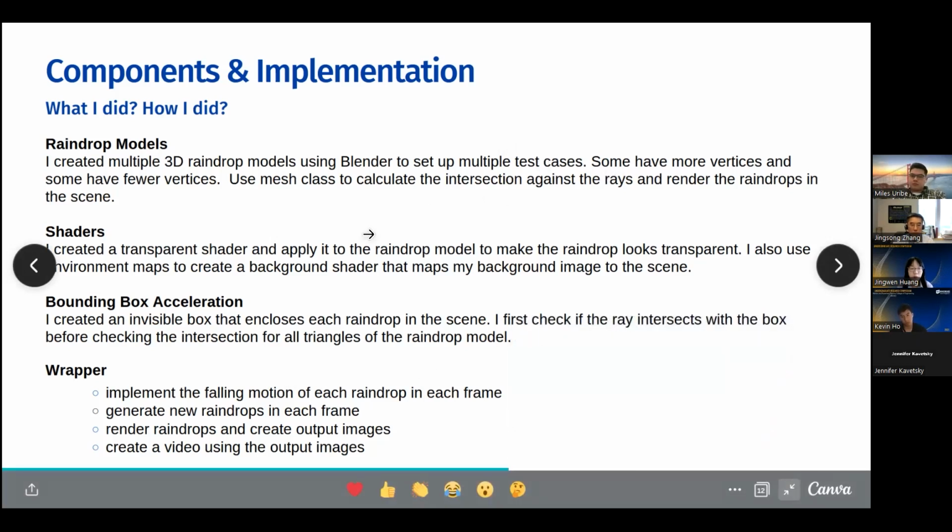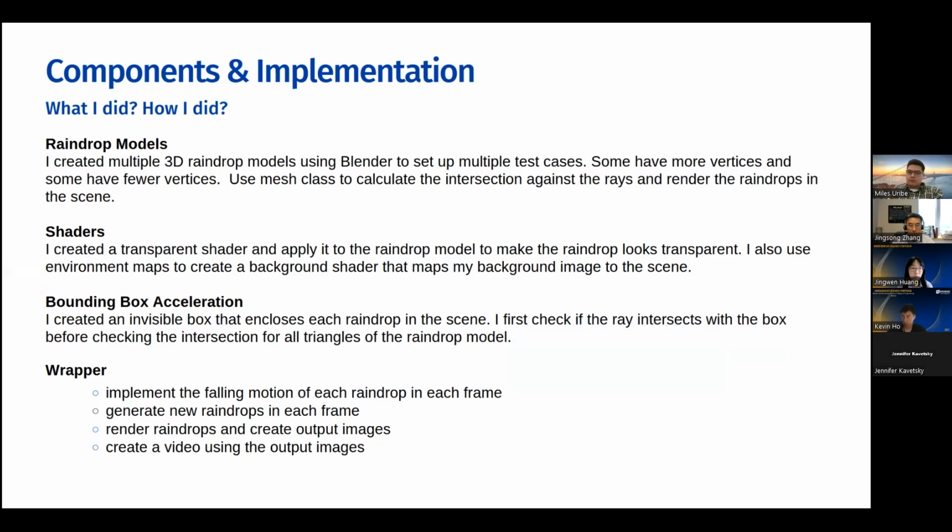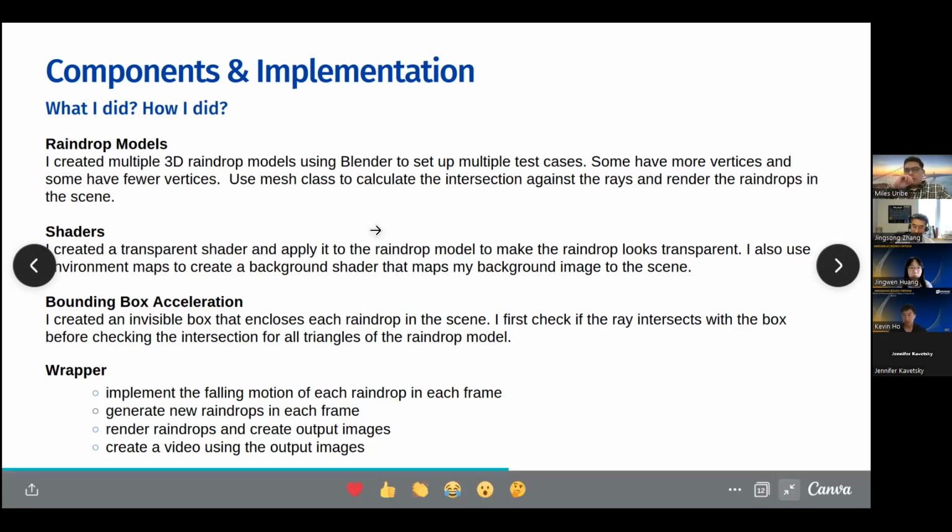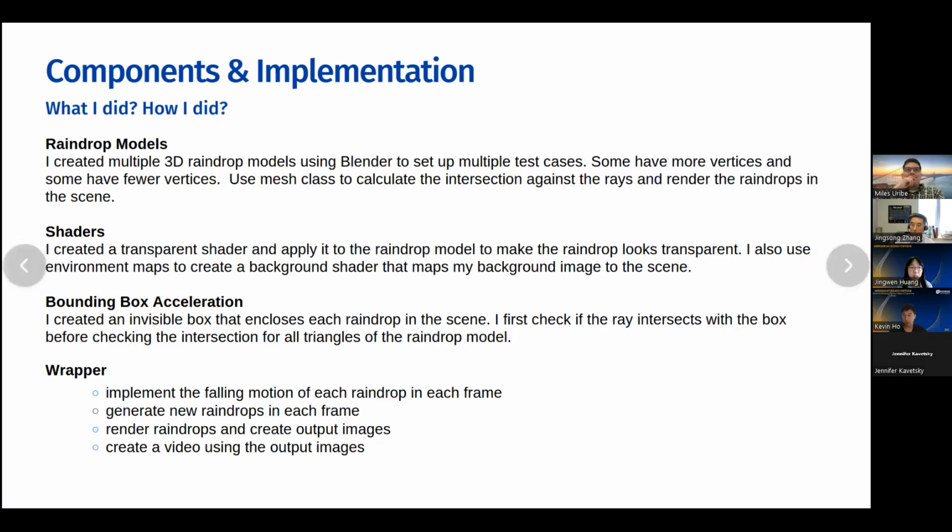So I created an acceleration algorithm using bounding boxes. For the bounding boxes, I created an invisible box that encloses each raindrop in the scene. I first check if the ray intersects with the box before checking the intersection for all the triangles of the raindrop model, so that if the ray does not intersect with the box, then I can just skip that raindrop because I would not be able to see that raindrop. That just improves the rendering speed.